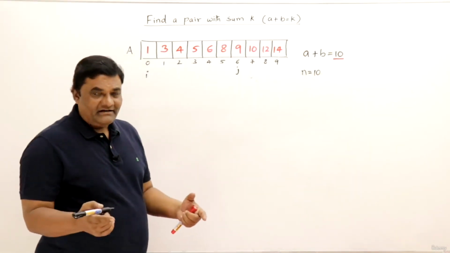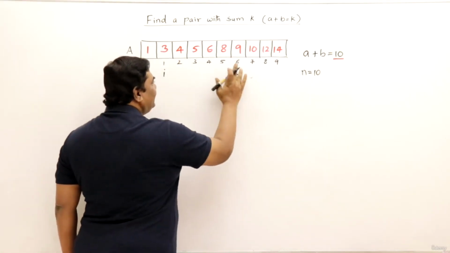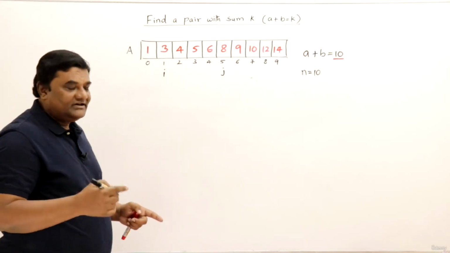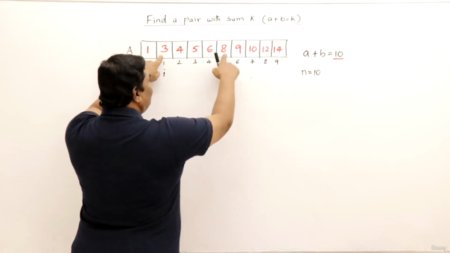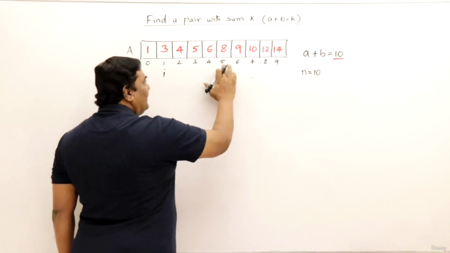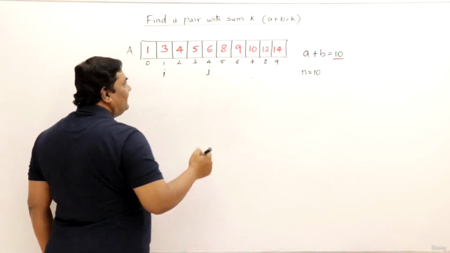Next, once we got a pair, we should increment i and also decrement j, right? Both are done. Now watch. 3 plus 8. No, this is 11. This is greater. So what should be decremented? When we are getting a number greater than 10, decrement j.